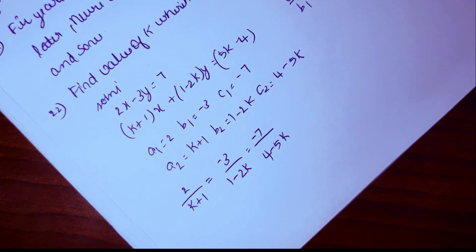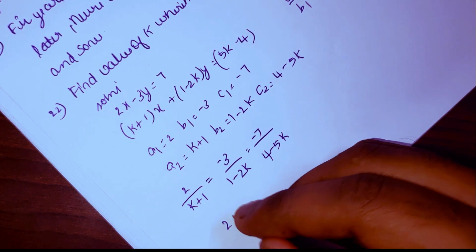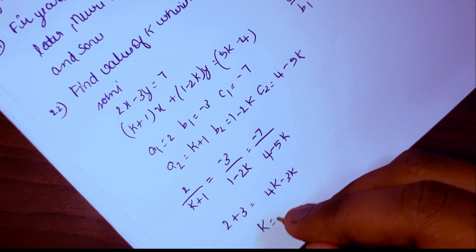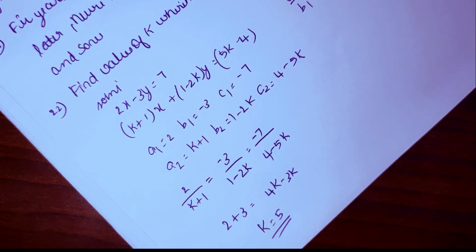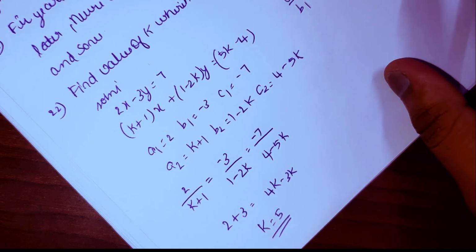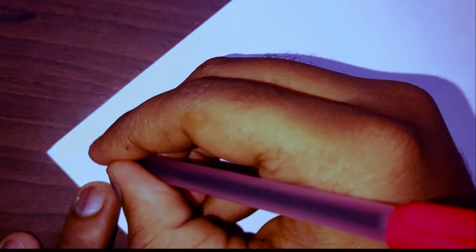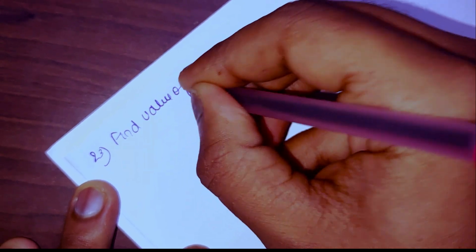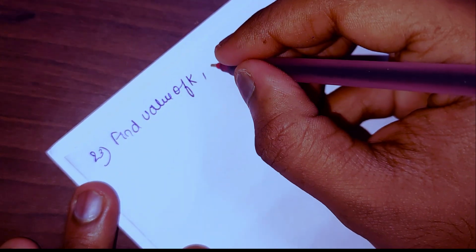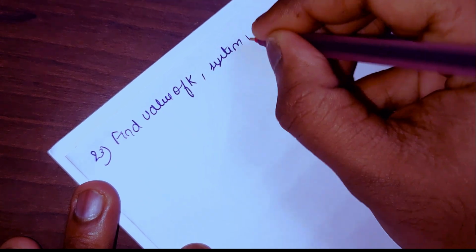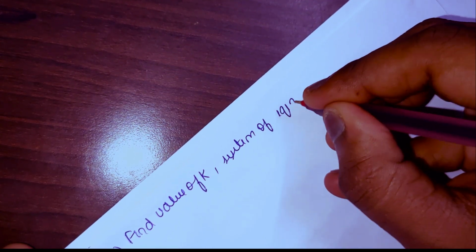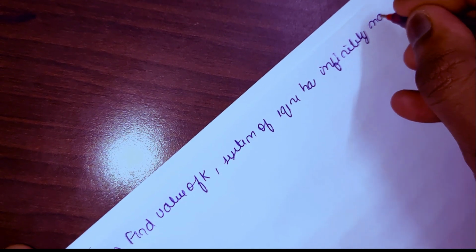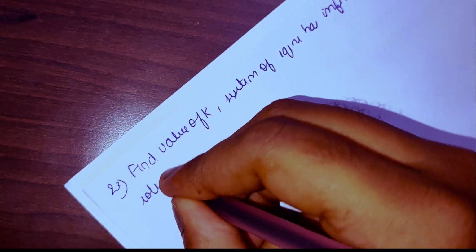When you solve this, you will get a linear equation, that is 2 plus 3 is equal to 4k minus 3k. You will get the value of k, that is equal to 5. We will move into the 23rd question. Find the value of k where the system of equations has infinitely many solutions. Same procedure as the previous question.